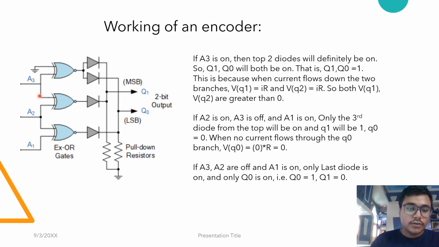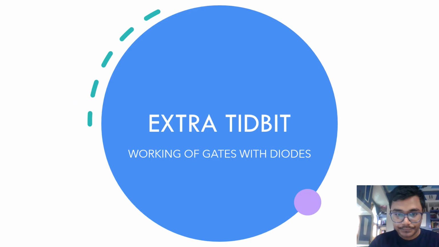If A3 is off and A2 and A1 are on, then only the second logic gate will be on. So current will only flow through the second gate, and only Q1 will be on, resulting in 1, 0, that is 2. Similarly, if A3 and A2 are off and only A1 is on, then current will only flow through the last diode, and only Q0 will be 1. So the output will be 0, 1. If none of the inputs are on, the output will be 0, 0.